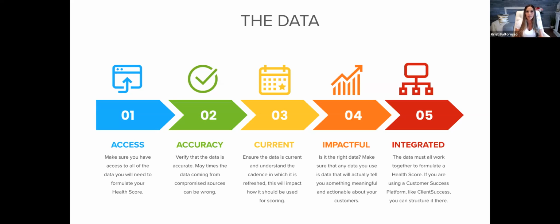So you have access to that data, your data is accurate, you understand how current that data is, you've got the right data that's going to drive impact, and it's integratable, right? So you can pull it all together. It could be through an API, through connectors, or through a system that you're porting it into. But whatever it is, you've got to pull it all together. So that's my 5 points on making sure you've got the right data.